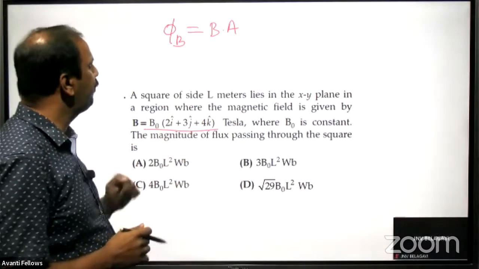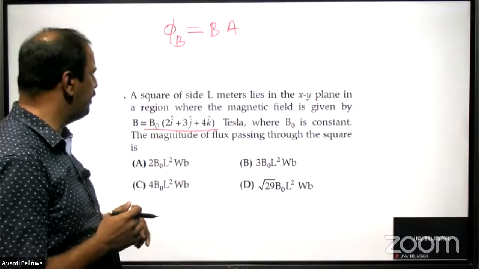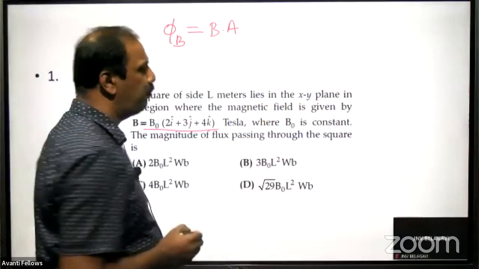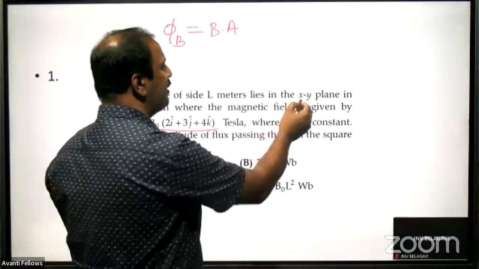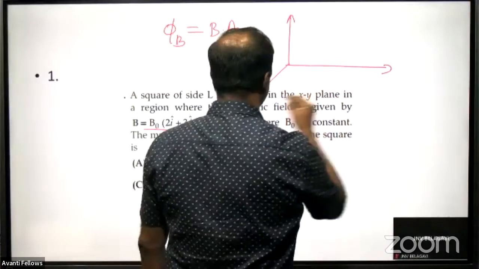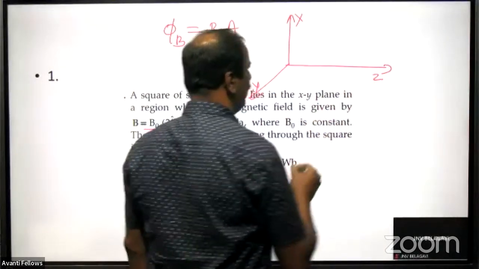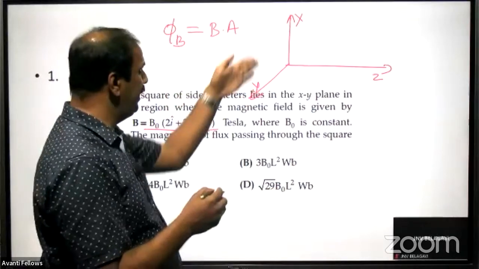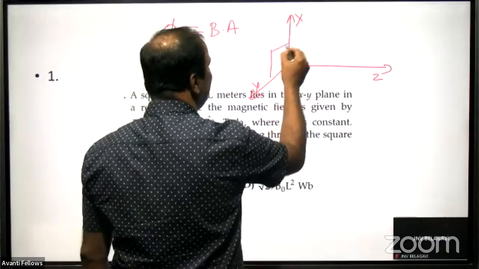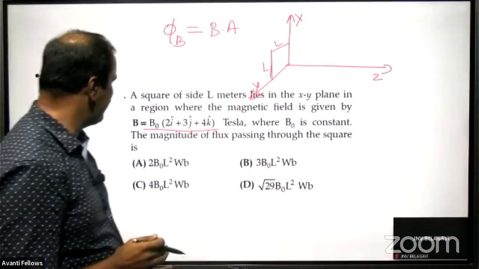Already answers are given. So in this one, we have to first analyze the situation. It is already given that a square of side L meter is in the XY plane. What is the meaning of that? If you draw the plane like this, let this be the X axis, this is the Y axis, and this is the Z axis. To take this plane, I took X as this side and Y as this side. So this XY plane means our loop is like this. This side is L, this side is L. So it is in the XY plane. That's what it says.